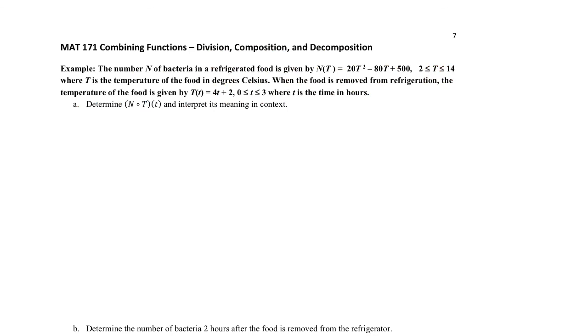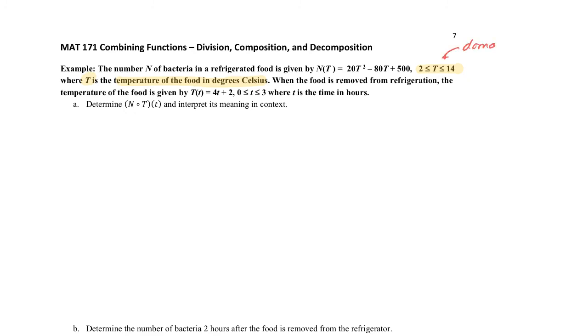So now we're ready for a word problem. We're supposed to find the number of bacteria in a refrigerated food. And then they tell us that it's given by this function, N of T, which equals 20T squared minus 80T plus 500. And there's a lot of T's in this. We have to keep these all straight. Capital T is the temperature of the food in degrees Celsius. That's important. And we're told that the domain of this function is for T greater than or equal to 2 but less than or equal to 14. So that's the domain of my function.